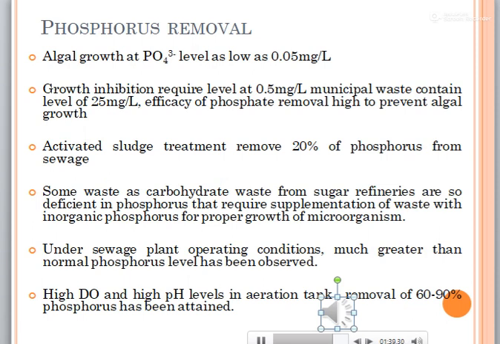Under some sewage plant operating conditions, much greater than normal phosphorus removal has been observed. In such plants, characterized by high dissolved oxygen and high pH levels in the aeration tank, removal of 60 to 90% of the phosphorus has been attained, yielding 2 or 3 times the normal level of phosphorus in the sludge.